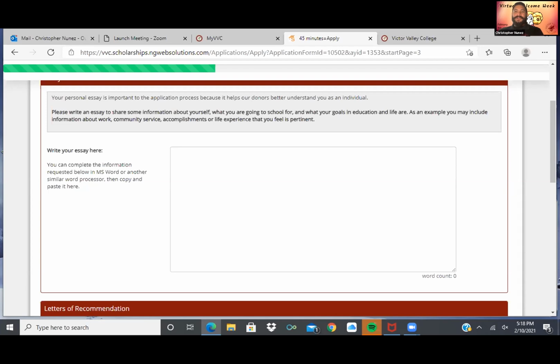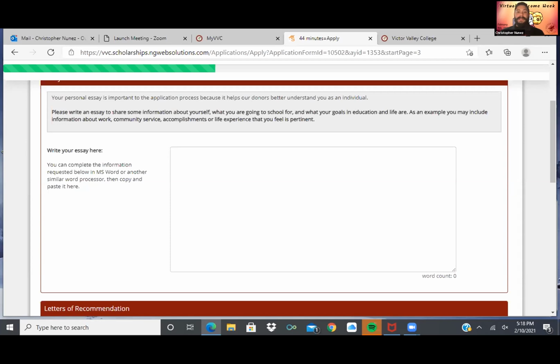An application is wonderful, but it's very two-dimensional. Your essay is your chance to talk to our donors and let them know why you're a good investment. Why should they invest their donated dollars into you, and what's your success going to yield for you, your family, and our community? There is no minimum requirement as far as words or word count for this essay.